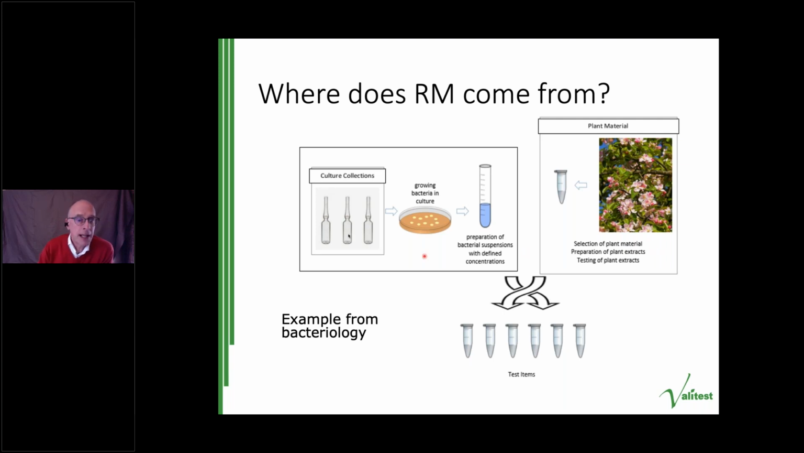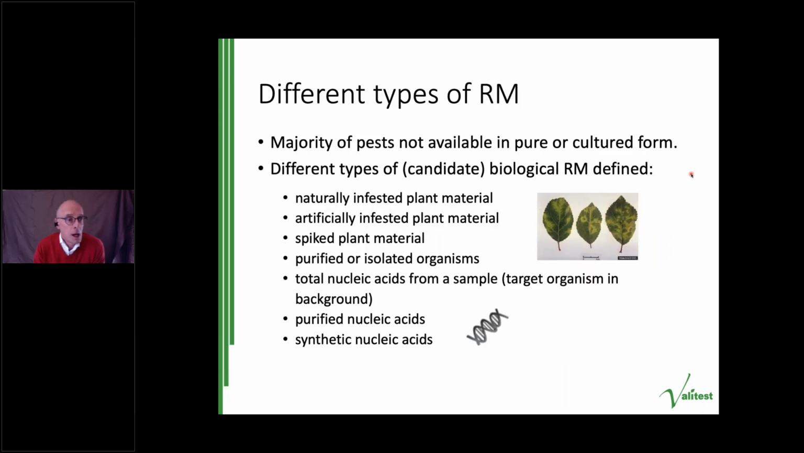And then prepare reference material based on purified bacteria together with plant material. And that is one way of producing, but obviously there are other ways of producing reference material. It just shows that based on the same type of material, you can have diverse preparations of reference material, and also from diverse sources. For instance, this is a culture collection. You could also have field material that is naturally infected with bacteria. So different types of reference material.